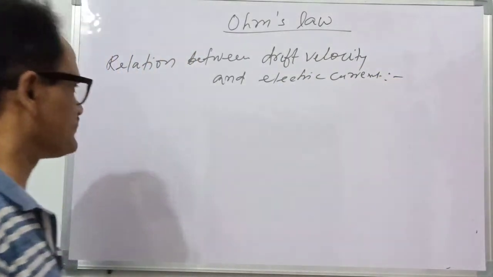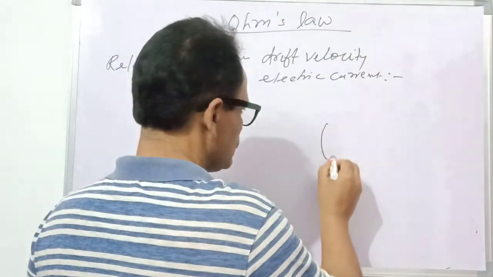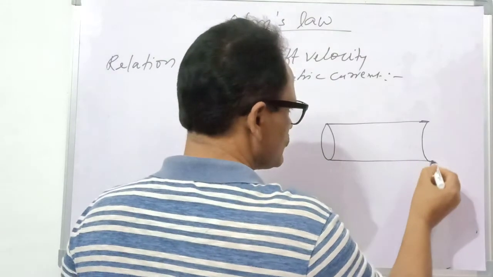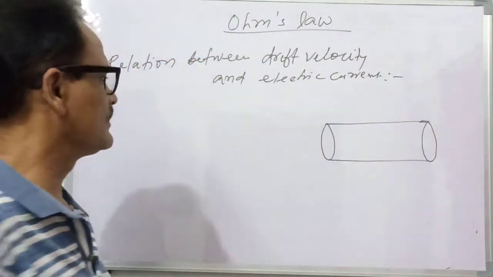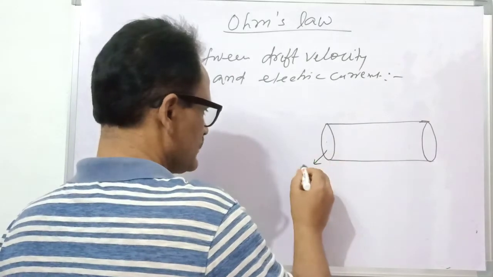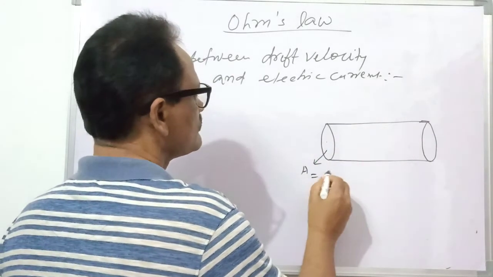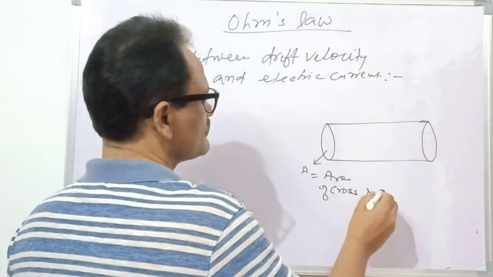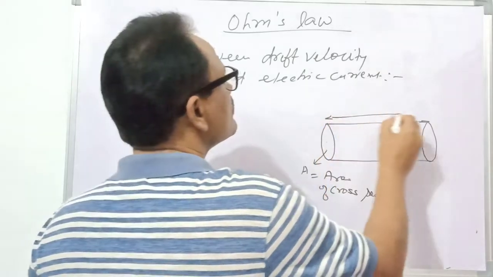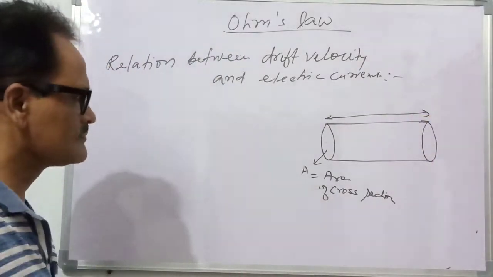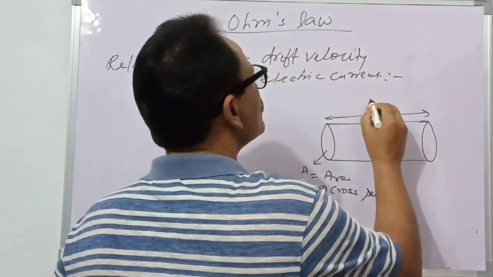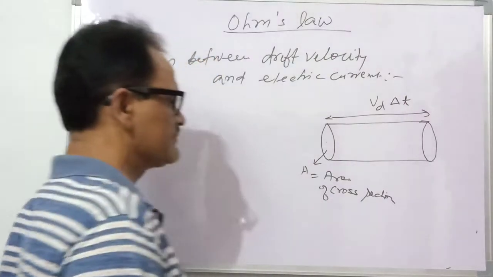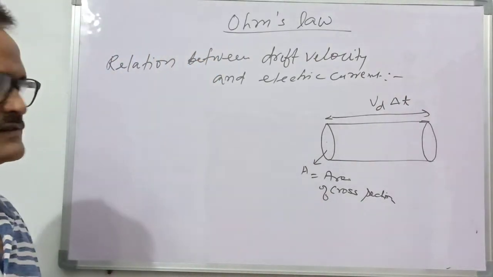Suppose for this there is a cylindrical conductor and the area of cross section is A. This is the area of cross section. And the length is Vd delta t, where Vd is the drift velocity and delta t is the time.